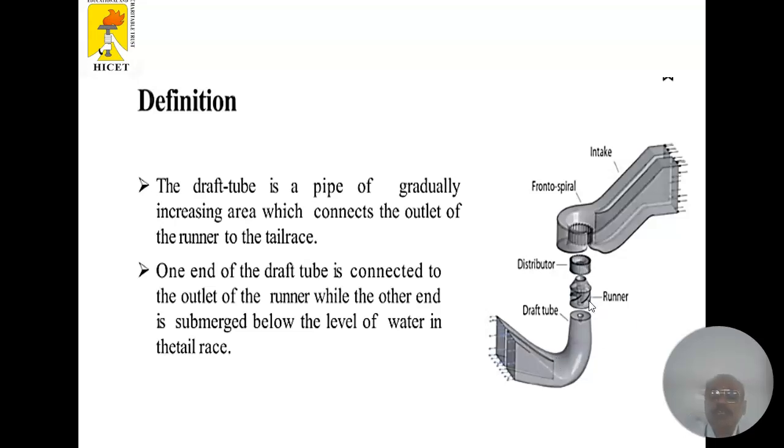It is a runner. It is connected to the turbine. So the turbine outlet. So we have to fix the draft tube like this. So it is directly coupled to the runner.